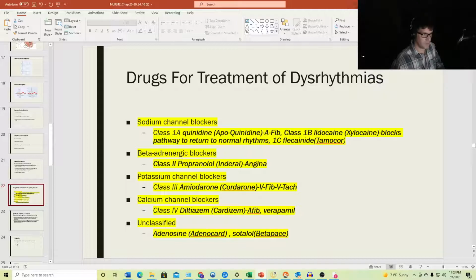We'll just call beta blockers class 2. Potassium's going to be class 3, and then class 4 is going to be calcium channel blockers.